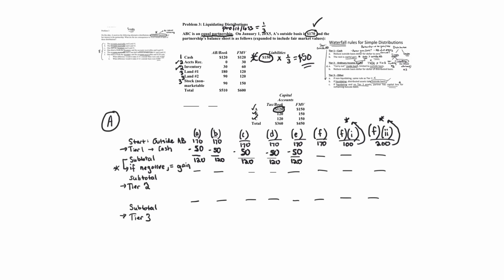So again, you can only have gain at this point if this subtotal is negative, but we don't have negative. So no gain in A, B, C, D, or E. And we bring down that 120, and we move on to the next tier.